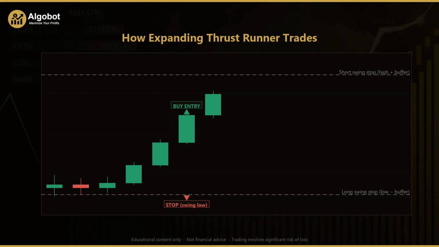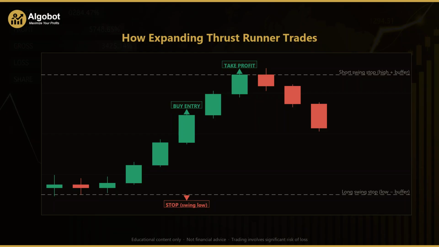On the close of that third candle, the long conditions are satisfied and the strategy signals a buy entry. The stop loss is placed just below the lowest low of the run, marked here as the swing stop, and the take profit sits above it at a multiple of that risk. Over the next candles, price continues advancing in the same direction and reaches the take profit level, completing the long example. Now watch the right side of the chart.